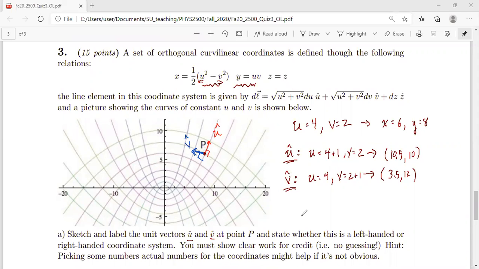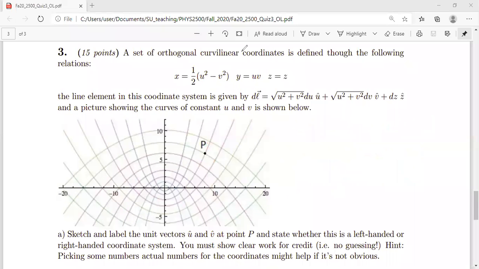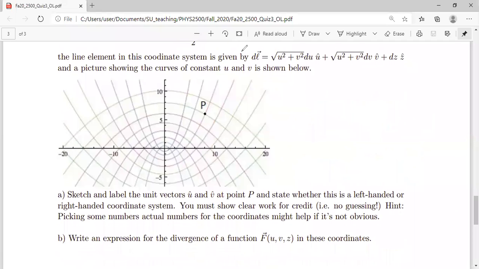Okay, and then the question is, okay, sketch and label the unit vectors. We did that. We did more work than we needed to be honest. And then which way does z point? Well, z points out of the board, so are we in a left or right-handed coordinate system? So u cross v points out of the board, z points out of the board. We are in a right-handed coordinate system. So u cross v equals z hat, or k hat if you want to call it that. Okay. And then the last question is basically read off this.